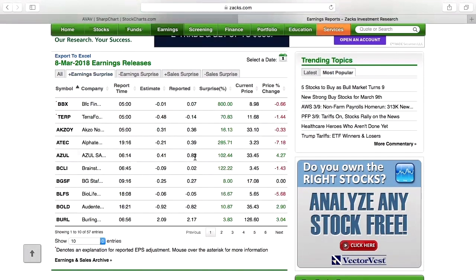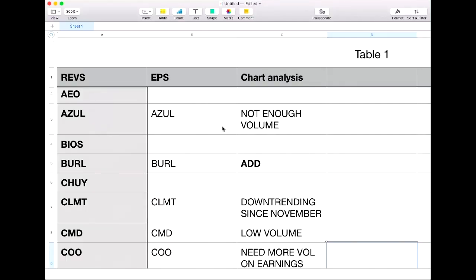So it did beat on both its top line and its bottom line. So far, so good for AZUL. Now, I'm going to switch over and show you a spreadsheet. This is just something you can use. You don't have to use it, but this will give you a little bit of an idea.